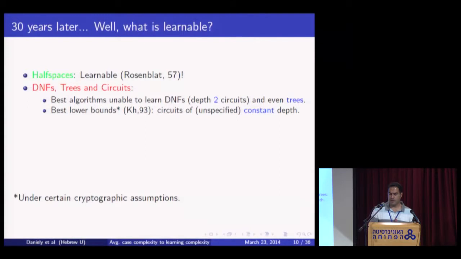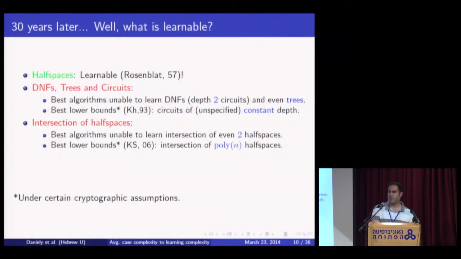On the other hand, the best known lower bounds, proved by Kharitonov in '93 under cryptographic assumptions, only show that it is impossible to learn circuits of constant depth for some unspecified constant. So this is very far from DNF. This is a much, much richer class than DNF formulas.